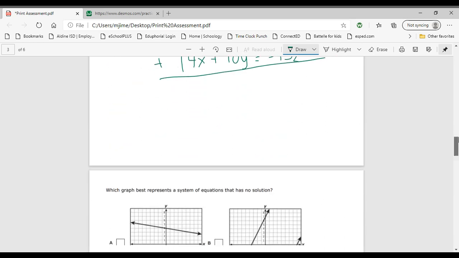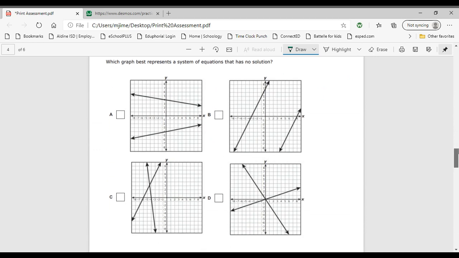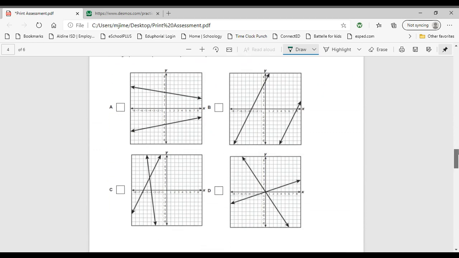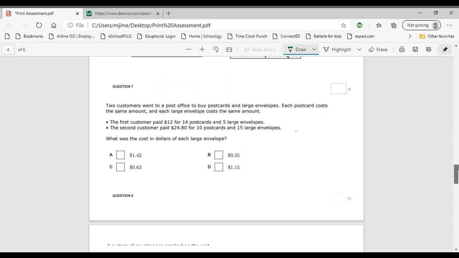All right, here we go. Which one shows you a system of no solution? Which one of these graphs shows two lines that are never going to cross, a pair of parallel lines?